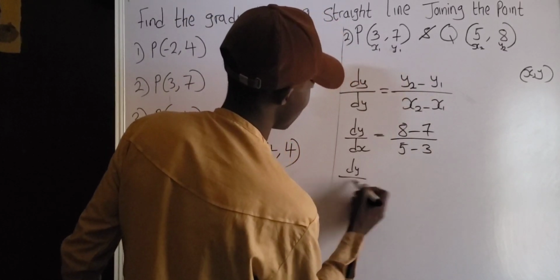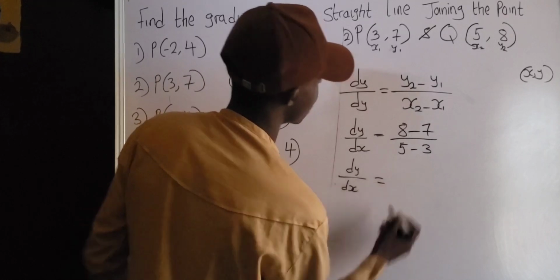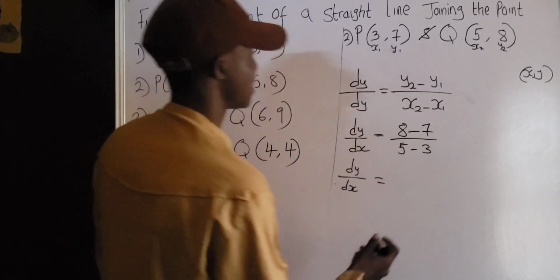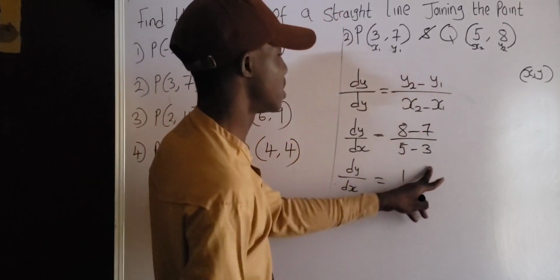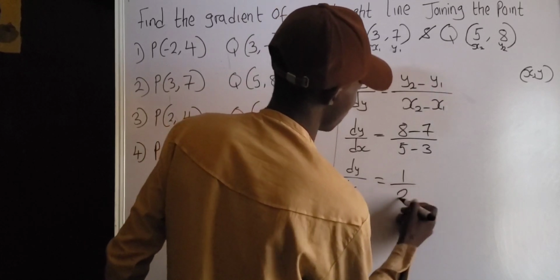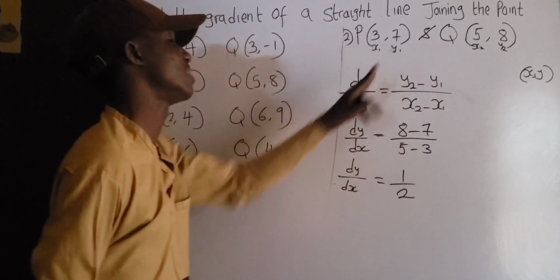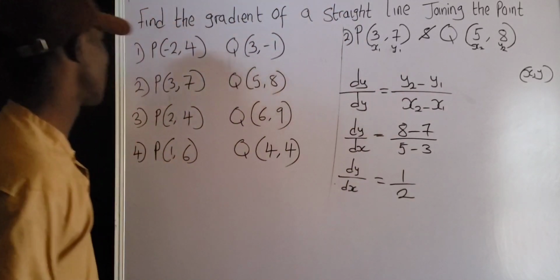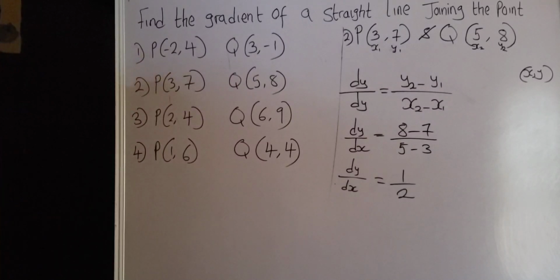dy all over dx is equals to 8 minus 7, that is 1, over 5 minus 3, that is 2. So the gradient of this line is what? 1 over 2. So let us proceed to the third question.